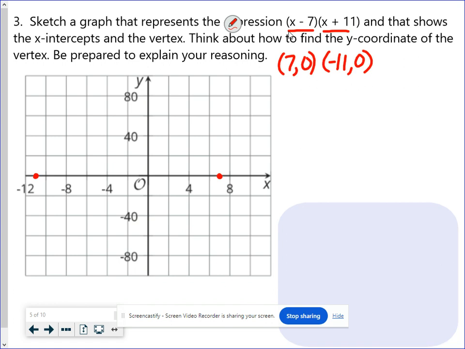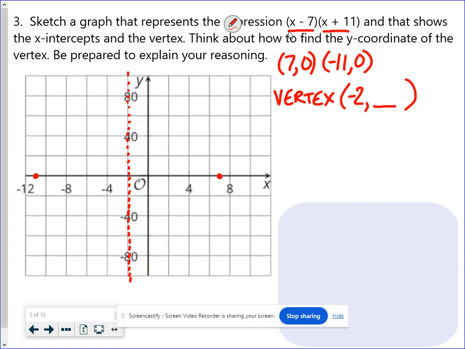The vertex would be halfway in between those two. 7 plus -11 would be -4. Half of that would be -2. So I know that my vertex, the x part of it, is going to be at -2. I need to find the y part of that because this time they're actually asking us to figure that out. If the x part is at -2, that just means that it's going to be somewhere on this line. Okay? I just need to substitute -2 in for the x.